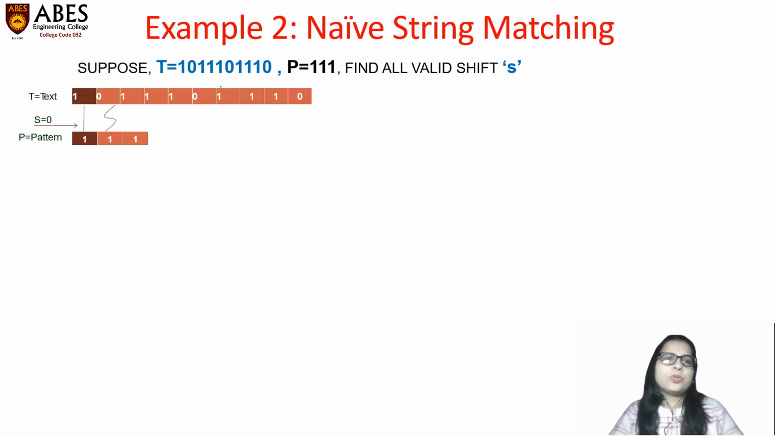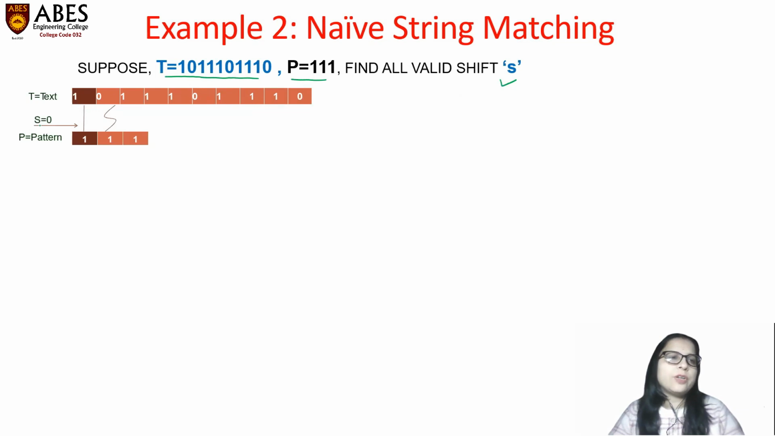Now I'm going to take another example. Suppose the text that is given is a string of binary digits 0 and 1, and the pattern P that is given is 1, 1, 1. So here we have to find all valid shifts S. That means all the values of S where we are getting a match. That means we are finding our pattern P.